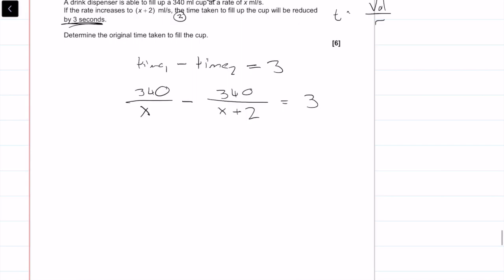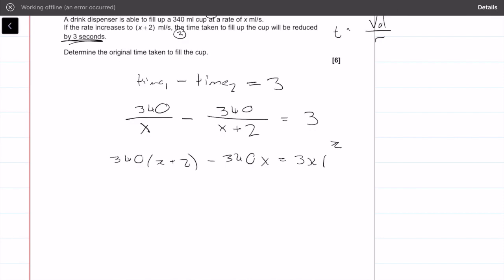Okay, so now what we're going to do is get a common denominator. So we're going to multiply these denominators up, so that's going to be 340 times x plus 2 minus 340 x is equal to 3 times x plus 2. Okay, then what we can do is we can multiply these things out, so that's 340x plus 680 minus 340x is equal to 3x squared plus 6x.